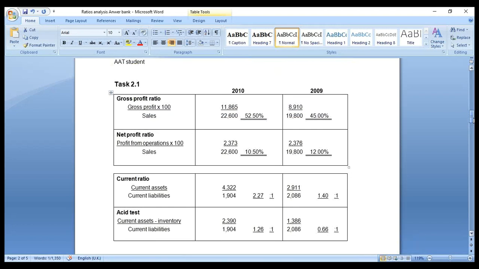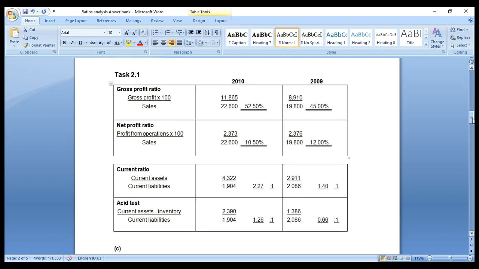Yes, so you will see there the gross profit ratio, net profit ratio, and current assets divided by current liabilities. This is the liquidity ratio. Liquid means the things which we can quickly convert into cash. Okay, so that's all there.